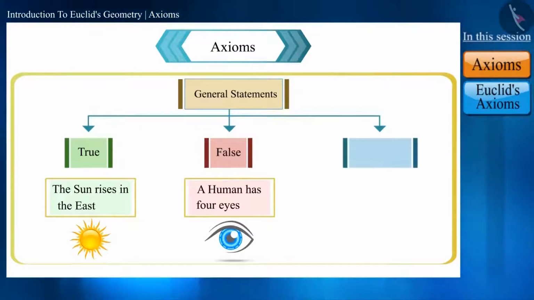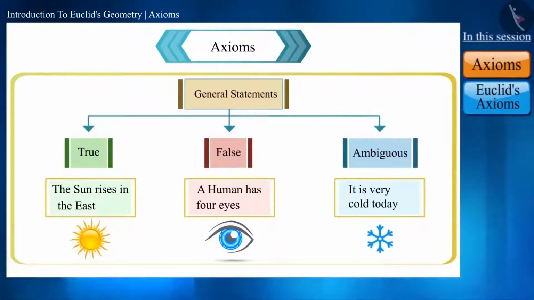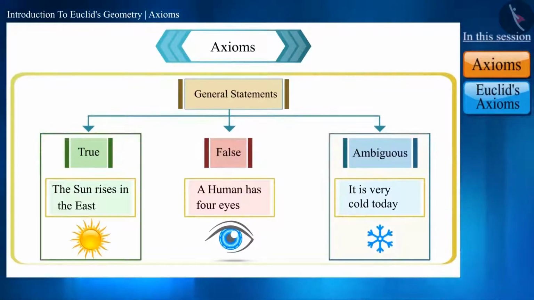And the third one, ambiguous, that is a sentence that depends upon something, such as this statement. It is very cold today. It is possible that there may be someone who is not feeling cold or maybe at some place where it is not cold. Therefore, this statement cannot be classified as true or false.